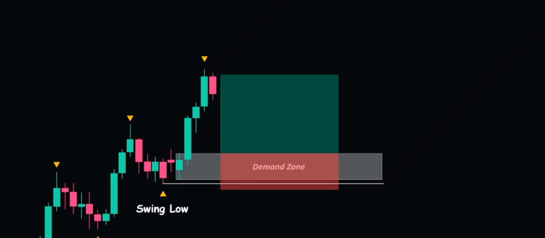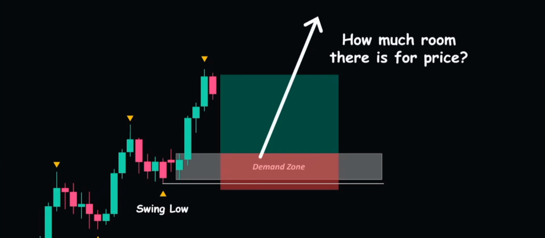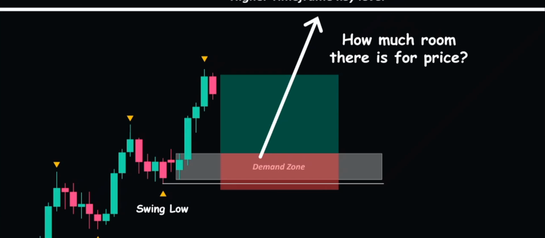But before making our trade final, there's one important thing to check. How much room does price have before reaching the next key level on the higher time frame? For example, in this case, imagine if we zoom out to the higher time frame and see that the price has plenty of room before hitting the next key level. So entering the trade makes sense.